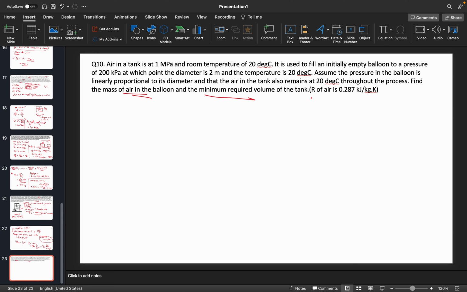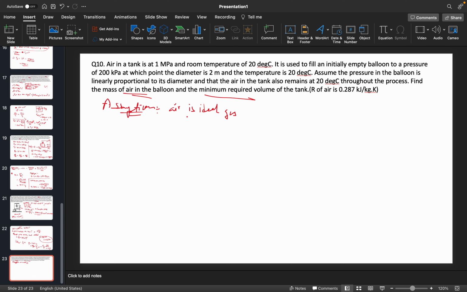So from a tank you have to fill a balloon from empty such that it attains a diameter of 2 meter. Here we will take two assumptions. The first assumption is that we already know air is an ideal gas, we will take it so because nothing is told about the type of gas, so air is an ideal gas.